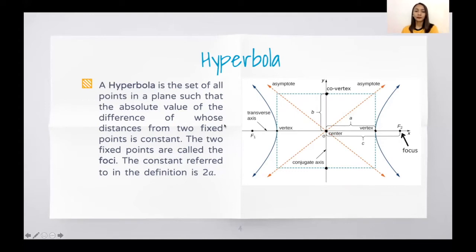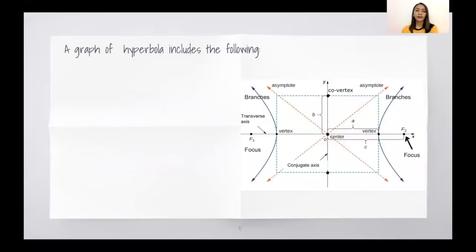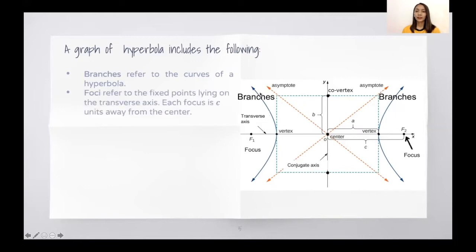So, next. A graph of hyperbola includes the following. There are a lot of parts of a hyperbola, so let us define each part of the hyperbola. The first one is the branches. The branches refer to the curves of a hyperbola. These are an example of branches of a hyperbola. Next, we have the foci.